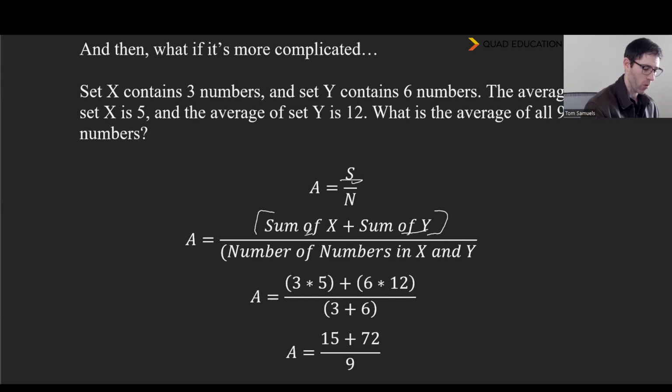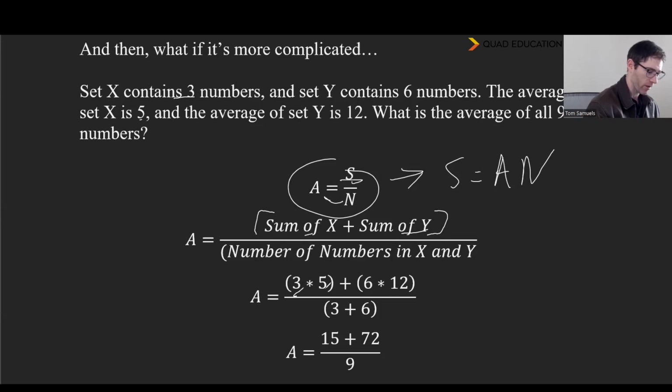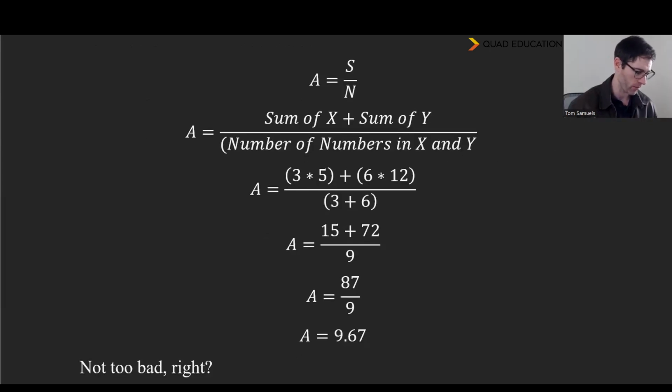So we'll rearrange this equation: multiply both sides by n and say the sum is equal to the number of numbers times the average. So we know that the number of numbers in X is 3 and the average of the numbers is 5, and the number of numbers in Y is 6 and the average of those numbers is 12. And so then we're going to say that's 15 because 3 times 5 is 15, and 6 times 12 is 72, and we're going to divide all of that by 9 in order to get the average. And scrolling down a bit here, we can see that 15 plus 72 is 87, and 87 divided by 9 is 9 2/3.